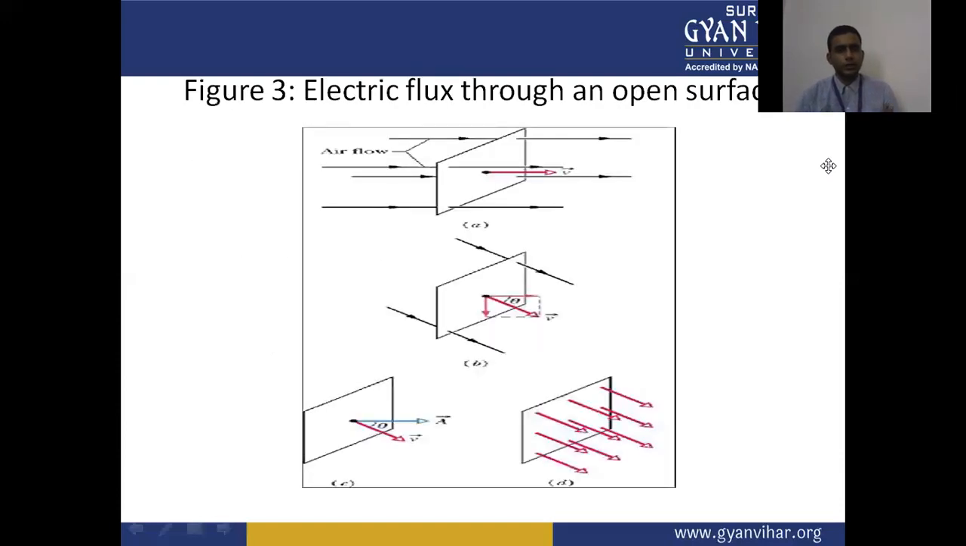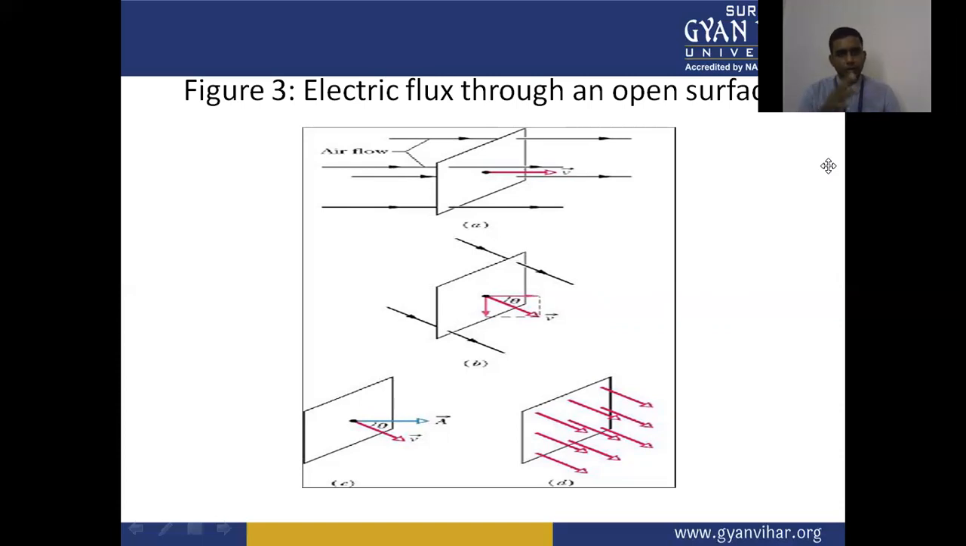The third figure shows the electric flux through an open surface, through which we are able to understand how much flux is passing through an open window or open surface. Figure A shows the air flow, figure B shows the flux, figure C shows the electric flux, and figure D shows the complete electric flux from a window, an open surface.